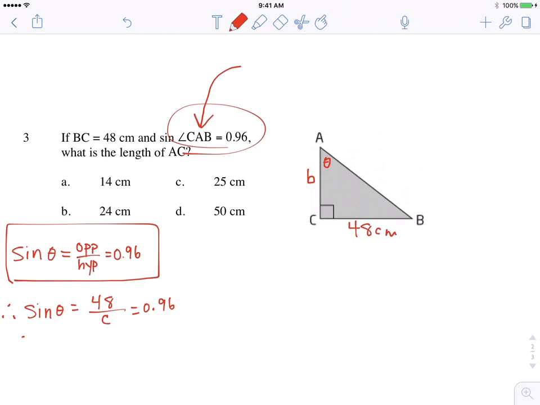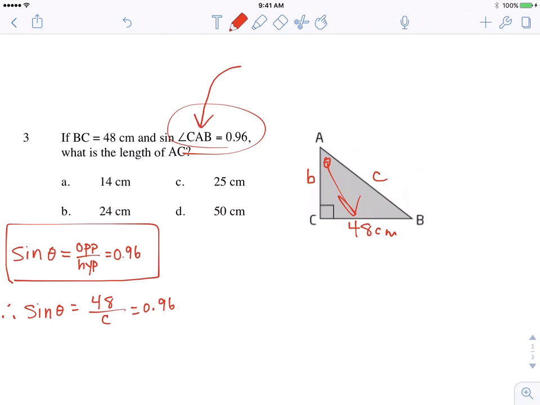And then I just filled in here in the second part what I know. The opposite of that angle is 48 centimeters, so I've subbed in 48 centimeters for the numerator, opposite. And the hypotenuse is just lowercase letter c, and I don't know what that is. So opposite over hypotenuse, 48 divided by c, is 0.96.